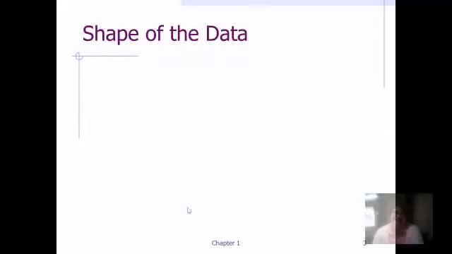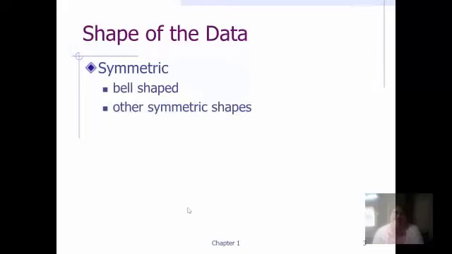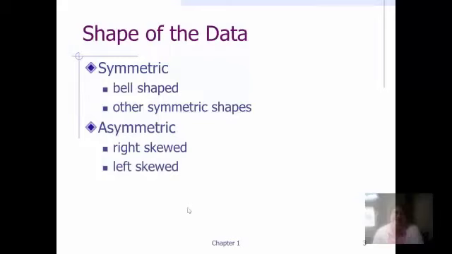So first, let's look at the data, and we're just going to look at these quickly. First of all, we look at the symmetry, and then we look at how many peaks there are. So when we have symmetric data, it's going to be bell-shaped, and there are other symmetric shapes that we'll talk about. But it means that you could fold it in half, and both the left and right sides would be the same. Then we have some non-symmetrical or asymmetric graphs, and it may be right skewed and it may be left skewed, and we'll talk about the differences between those.